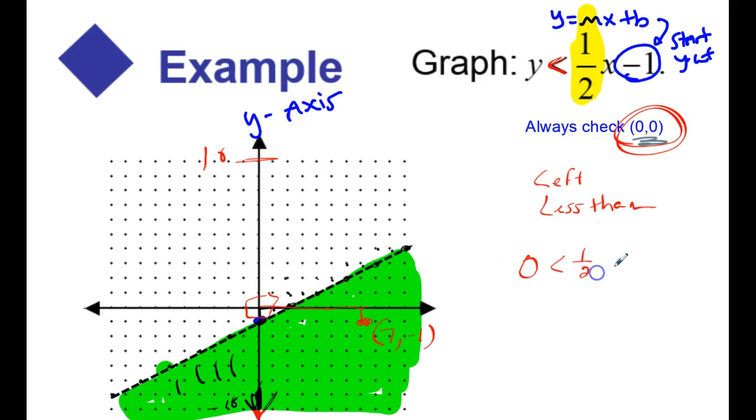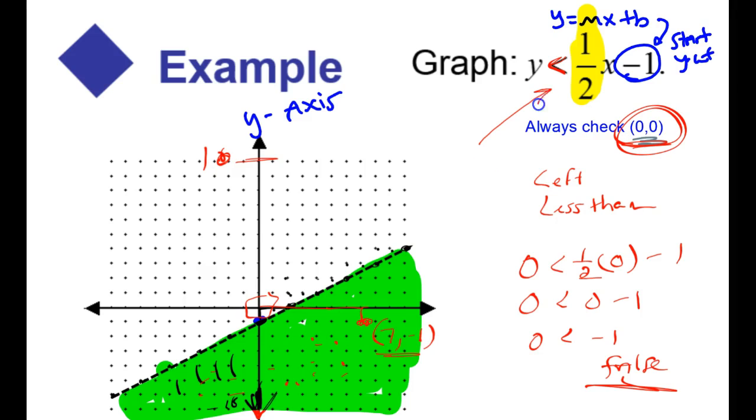0 is less than 1/2 of 0 minus 1. Remember, I want this to be false. 0 is less than 0 minus 1. Is 0 less than negative 1? And that truly is false. So this is the fastest way to kind of check. I feel pretty comfortable with this being, instead of checking all of these points in the green, which there are infinitely many, I usually just check one point, and I check 0, 0, and I feel pretty comfortable. It's a nice dotted line, and I'm shading everything below because this is a less than sign.